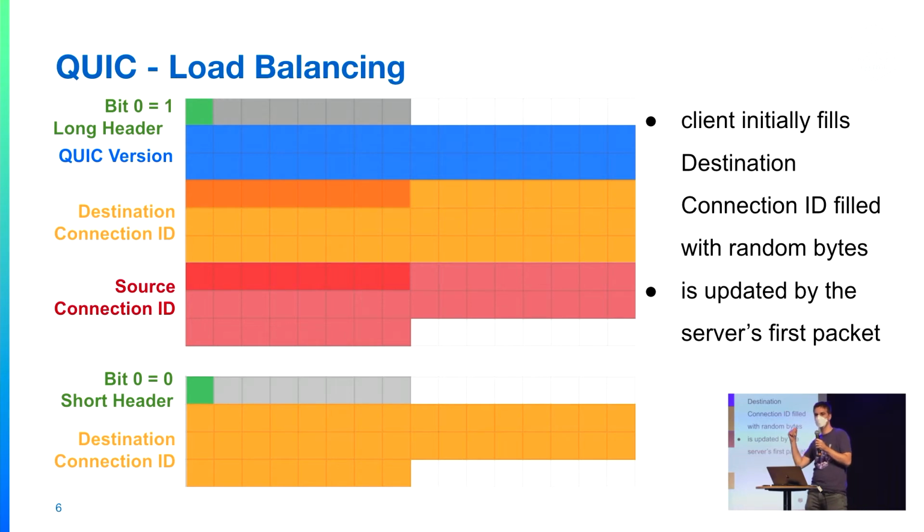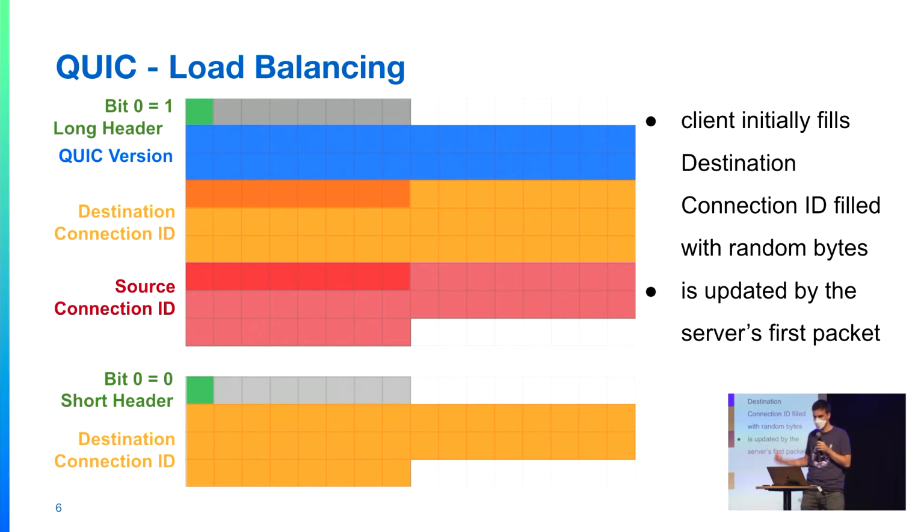And then when the server replies to this packet, it will use the client source connection ID as the destination, and it will then give the client a new connection ID. It will use this new connection ID that is then consistent with the load balancing infrastructure that the server is using. So once the handshake is done, both nodes switch to the short header packets, which is here below.